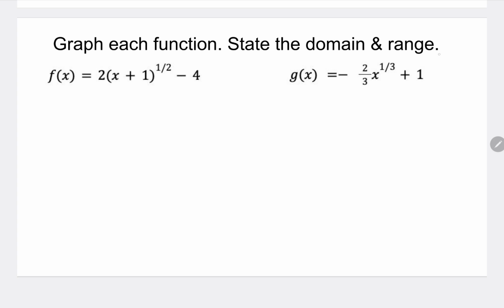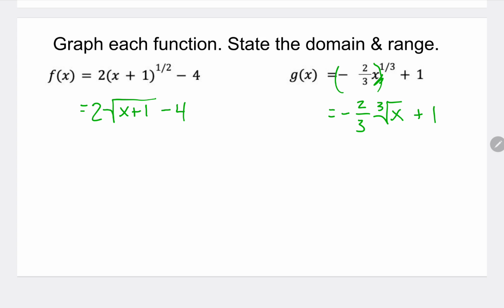We're not going to graph these two examples, but I just want to remind you that the 1/2 power is the same thing as a square root. So this is the same thing as saying 2 times the square root of x plus 1 minus 4. And this is the same thing as saying negative 2/3 times the cube root of x plus 1. Only x is being raised to the 1/3 power, or else there would have been parentheses around it like that. Since there weren't parentheses, I don't know how to erase, but we don't have to worry about that.